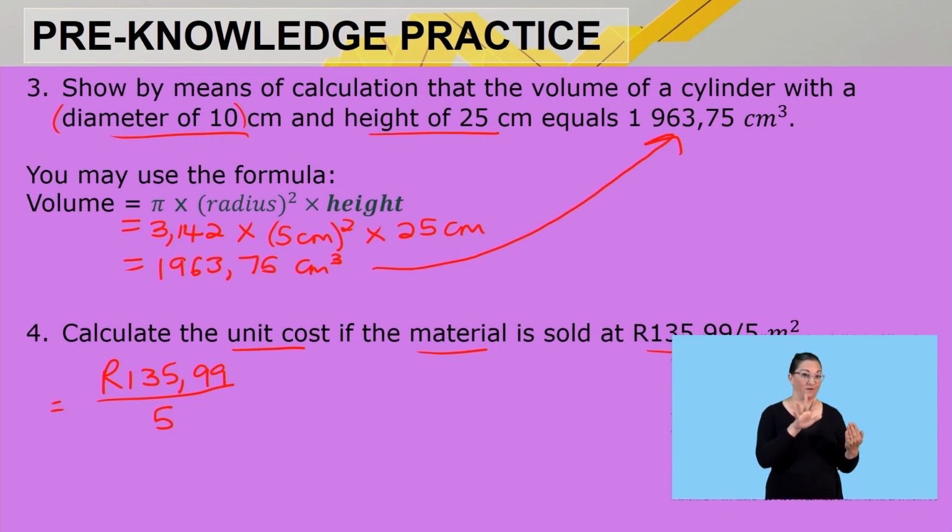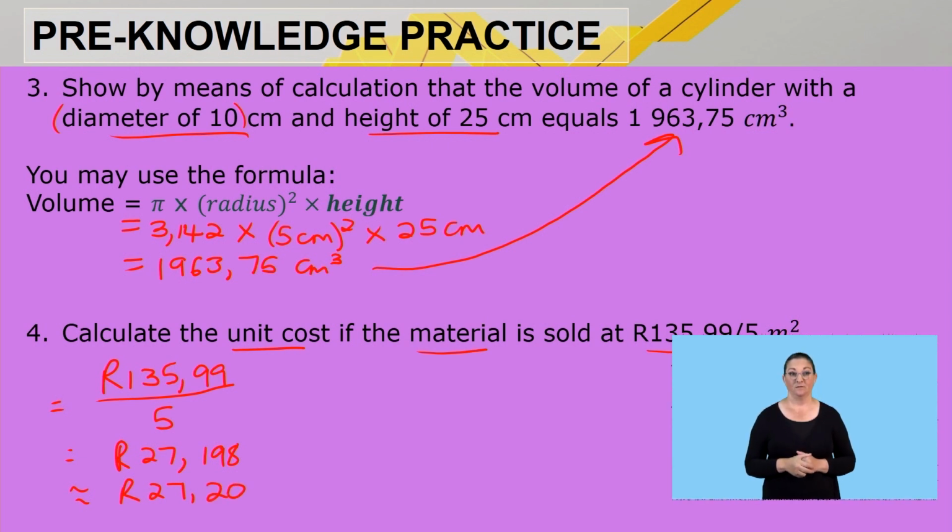135.99 divided by my 5. So that will give me a cost of 27 Rand. So it will give us 27.198, right? So we know money, we will round off to 2 decimal places. So that will be 27 Rand and 20 cents, right? So this will be per square meter. Guys, are we fine? So the unit cost is therefore then 27 Rand and 20 cents.